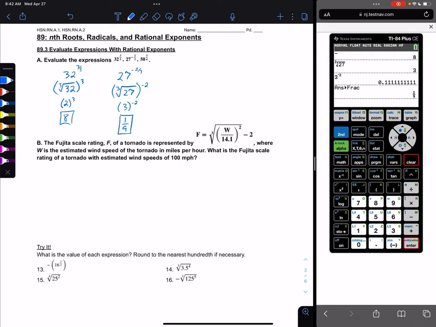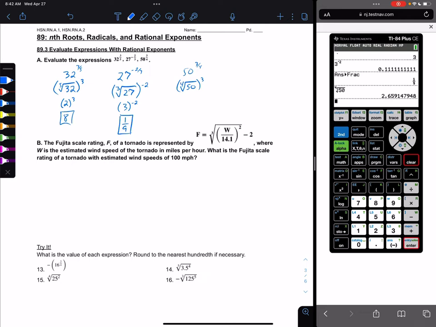And finally, we have 50 to the 3/4 power. Now this one's going to be a little bit different. The setup is the same. So we take the 4th root of 50 raised to the 3rd power. And if I go to my calculator and I try to take the 4th root of 50, I'm going to get a decimal. It doesn't work out perfectly. 50 is not a perfect 4th root.